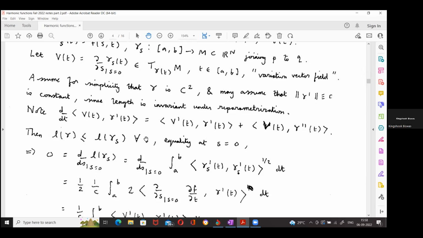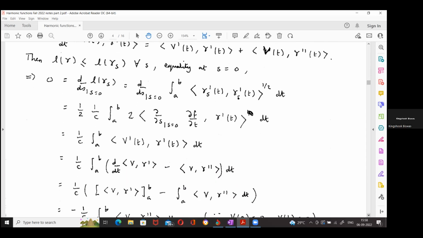Now we have that the length of gamma is less than or equal to the length of gamma s for all s, and you have equality at s equal to 0. In other words, this function has a minimum when s is equal to 0. So we differentiate and we get 0 is equal to d/ds at s equal to 0 of the length of gamma s, which is d/ds at s equal to 0 of the integral from a to b of the inner product of gamma s prime with itself, to the power half, dt.